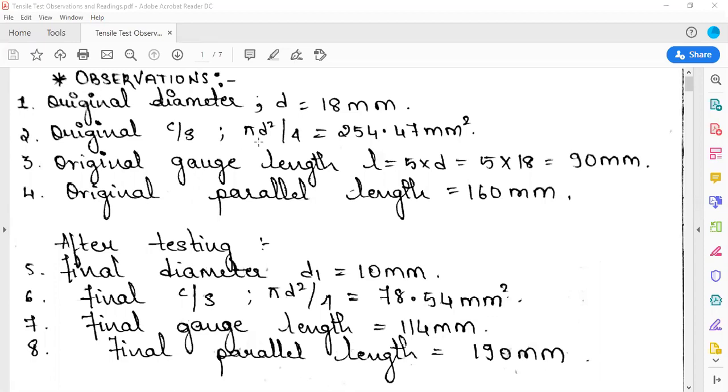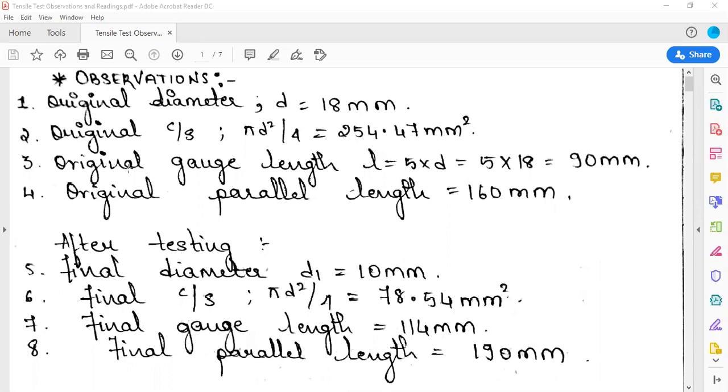The cross-sectional area of a circular object is pi by 4 d square. Substitute the diameter which you have measured. The original cross-sectional area will be 254.47 mm square.